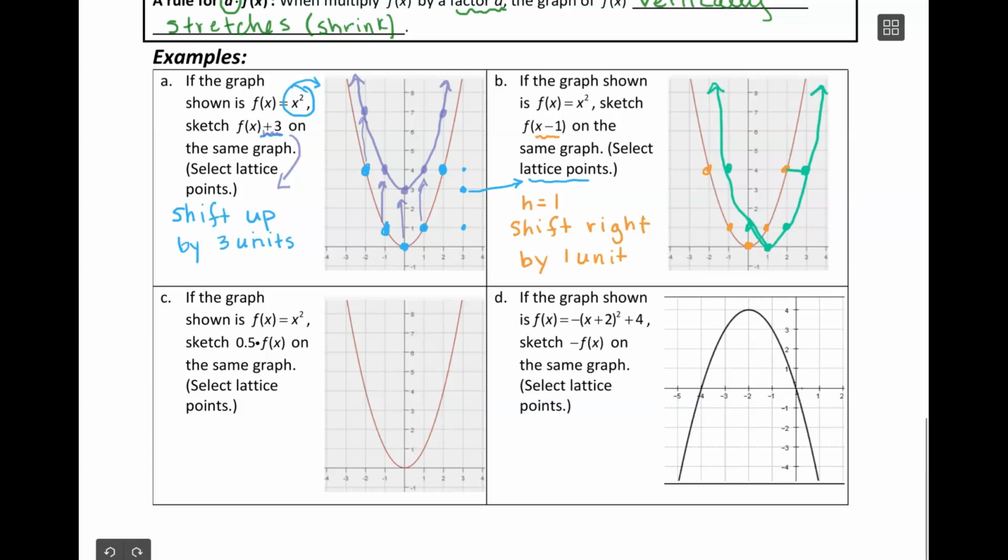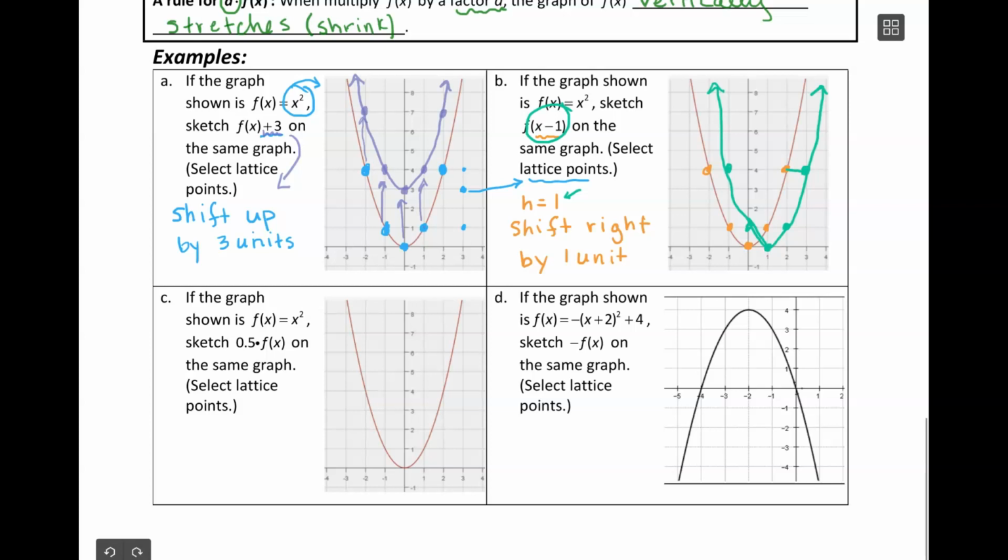So let's review again. You look at what they want you to do. You remember that if it's happening to the x, you've got to do the opposite, so a horizontal shift of 1. Write out what you're going to do, find some good points, and then do that. Okay, next one.